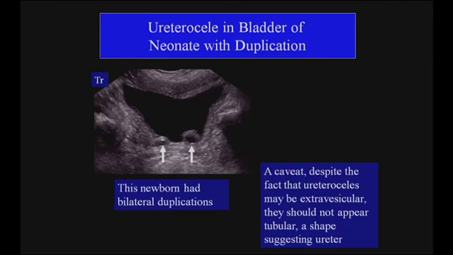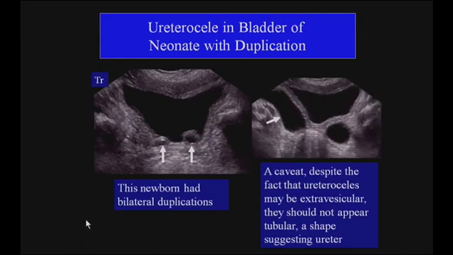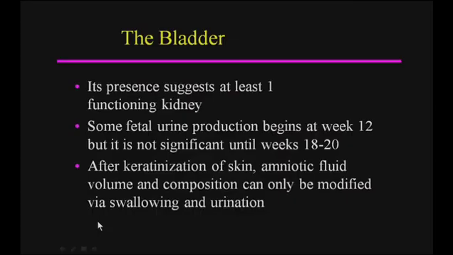Despite the fact that ureteroceles may be extravesicular, which they can be, one should call it only after proving that it's not just a dilated distal ureter, which tends to look tubular in shape. And this is just an example of a tubular dilated ureter and not a ureterocele.